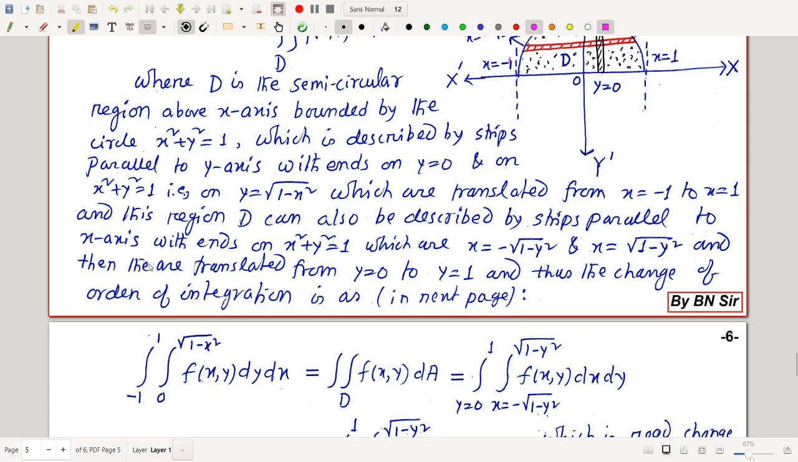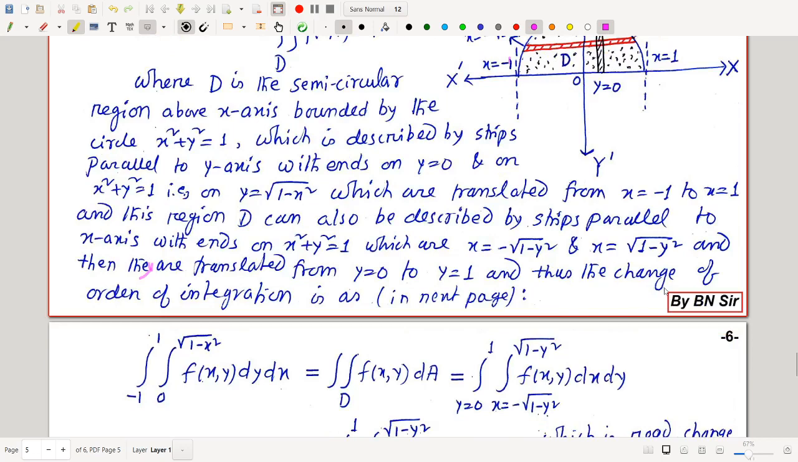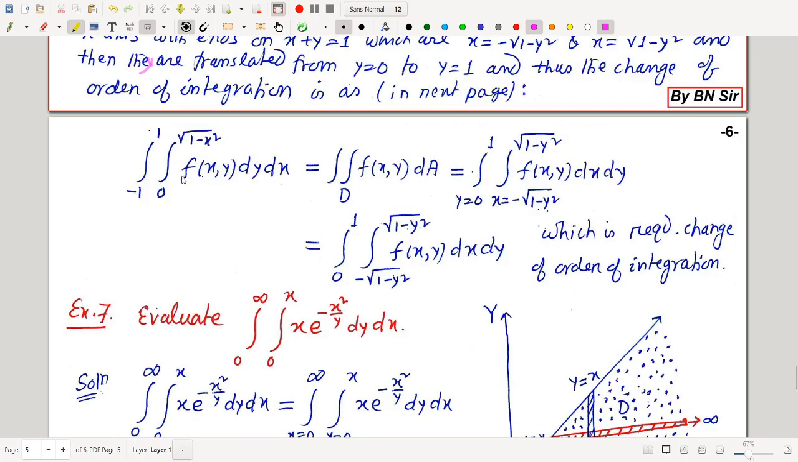And then the strips are translated. They are translated from y equal to 0 to y equal to 1. See, y equal to 0 to y equal to 1. The radius of the circle is 1. So the horizontal strip will move from 0 to 1, from the x-axis up to the line y equal to 1. And thus the change of order of integration is in this page.